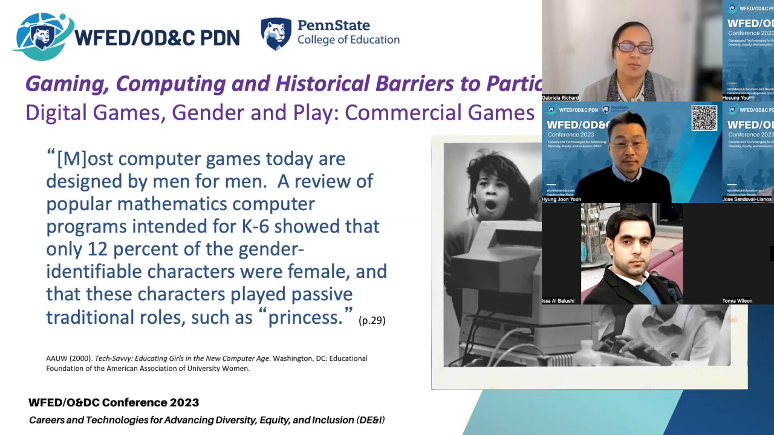And this is a report from the early 2000s by the American Association of University Women, but they also found that not just with commercial games, but also in educational games, there was an overrepresentation of male designers. And there seemed to be a correlation between that and having a lot of sexist stereotypes in those early educational games that also had an impact on how children were seeing themselves in relation to computing and technology and their capabilities.